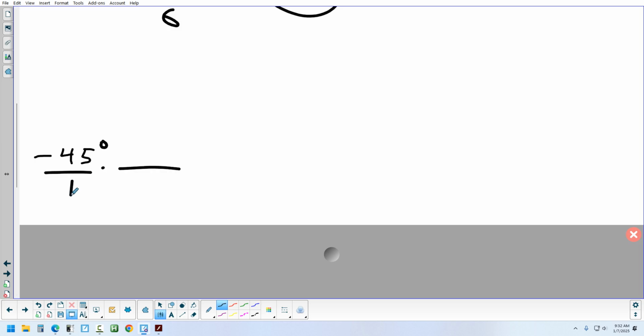All right, so we're getting rid of degrees. So what goes in the bottom? Degrees. Yep, and what number goes with that? 180. 180 degrees. What goes in the top? Pi. Pi radians. I'm going to pretend like we wrote RAD.